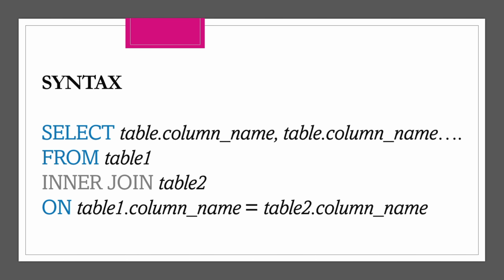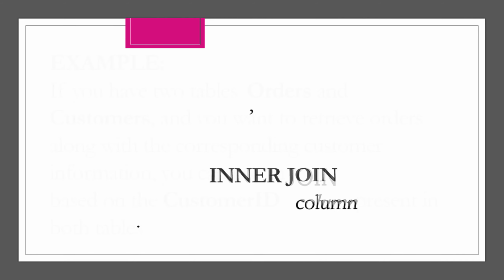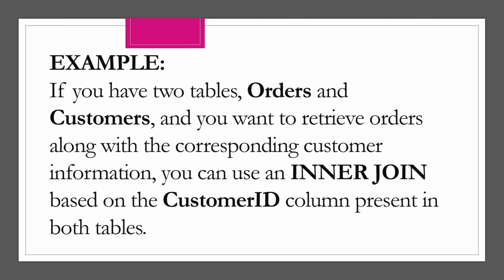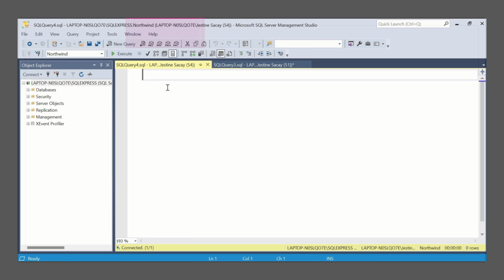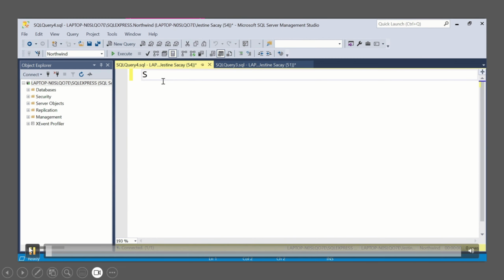Here is the basic syntax for the inner join. In this example, by performing an inner join between the orders and customers tables using the customer ID column as the join condition, you can retrieve orders alongside the corresponding customer information where the customer ID matches between the two tables. Customers table and orders table are being joined.